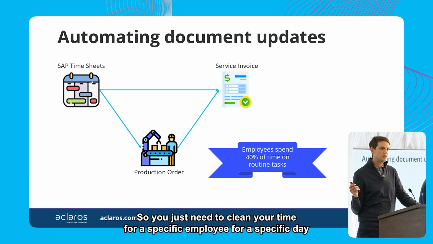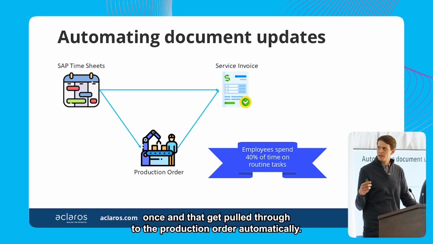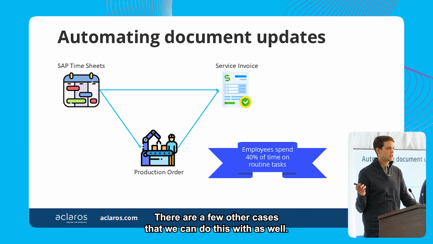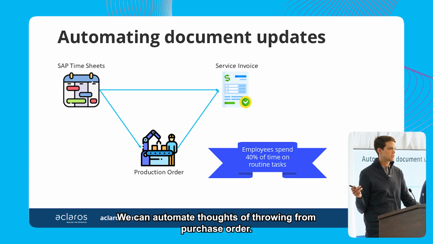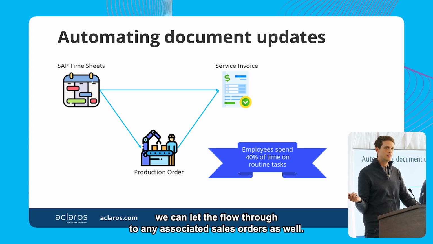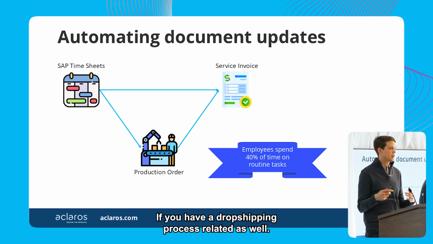So you just need to key in your time for a specific employee for a specific day once, and that gets pulled through to the production order automatically. There are a few other cases that we can do this with as well. We can automate data flowing from purchase order. If your delivery date times change on the purchase order, we can let that flow through to any associated sales orders as well, if you have a drop shipping process related as well.